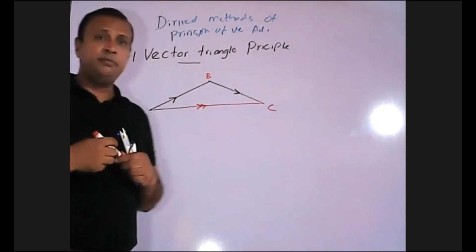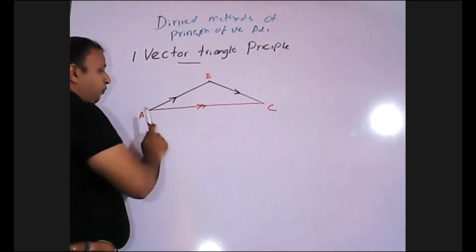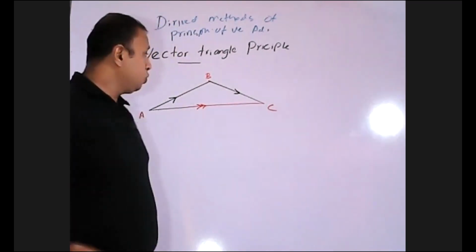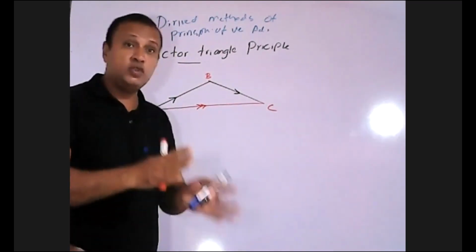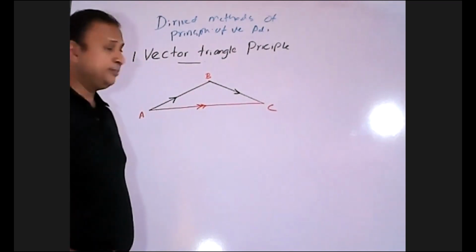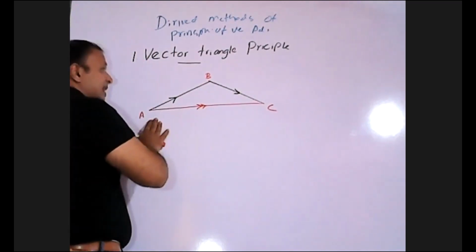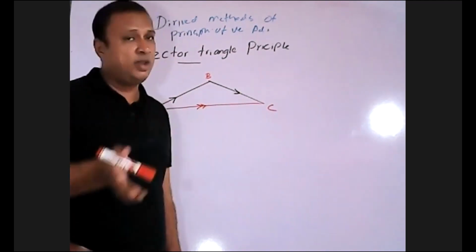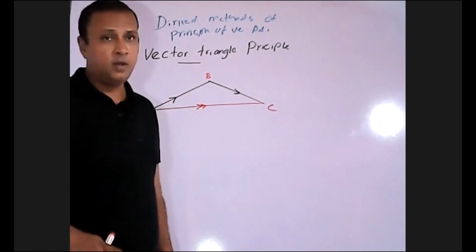That means if we represent two vectors by two sides of a triangle in magnitude and direction, the other side will represent the addition of those two vectors in magnitude and direction.